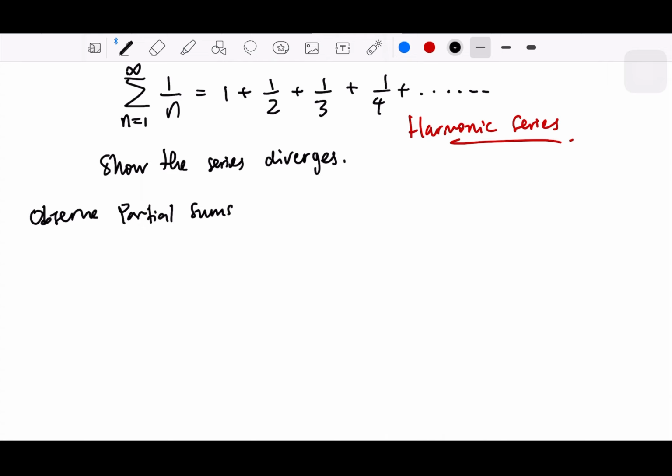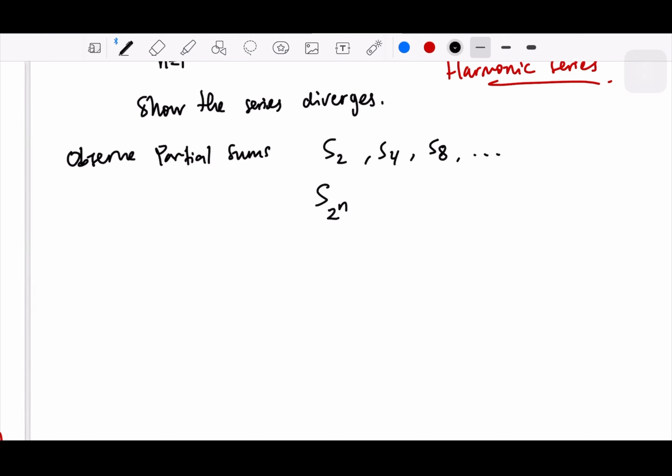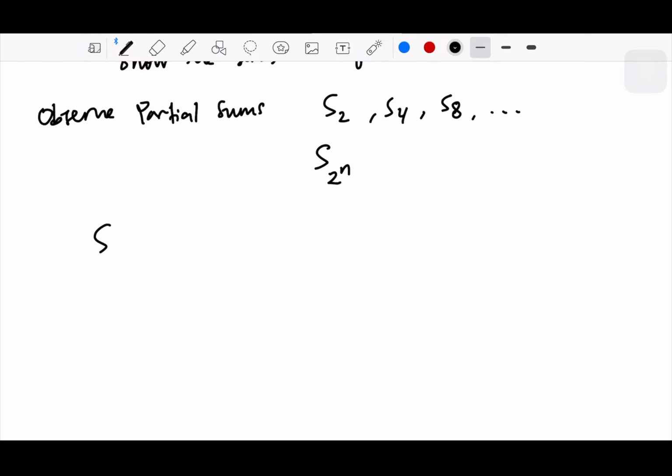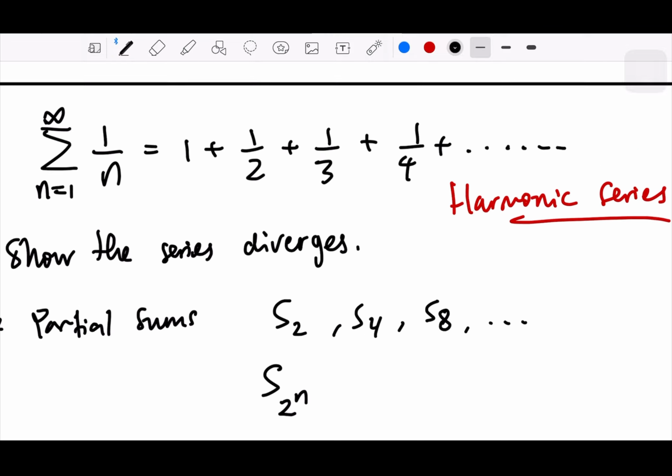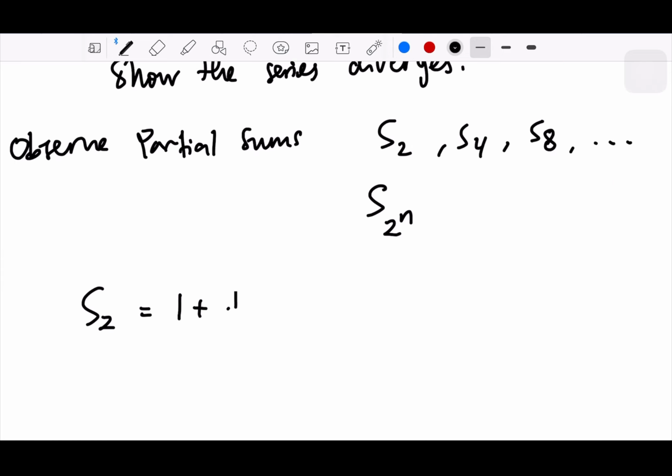I will begin checking the partial sums from the even partial sums, so S2, S4, S8, that is, S with 2 to the power of n. Okay, so I will check at least these 3 partial sums, S2, S4, S8. If you also want S16, but I think I will just show you these 3 sums. So S2, as you might see from the series, is just 1 plus half.